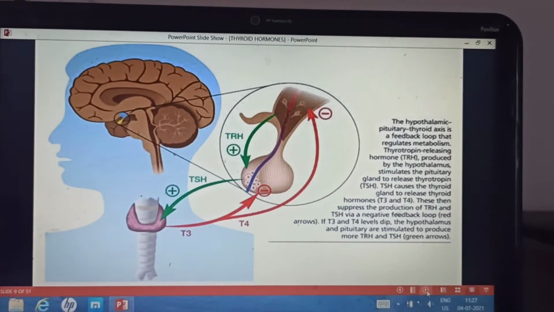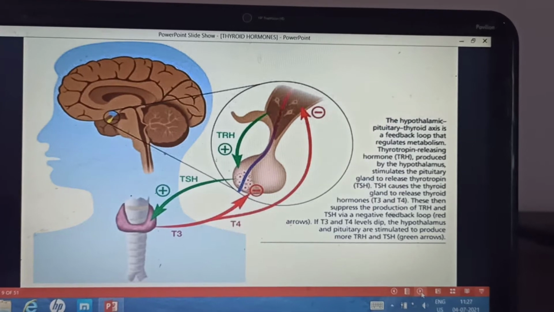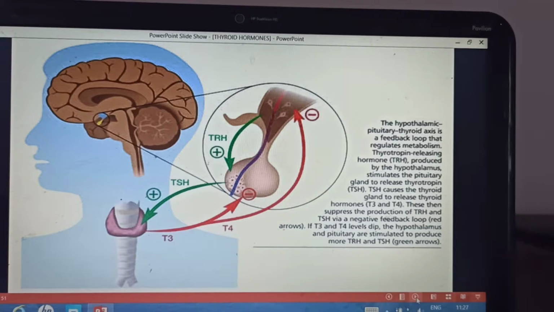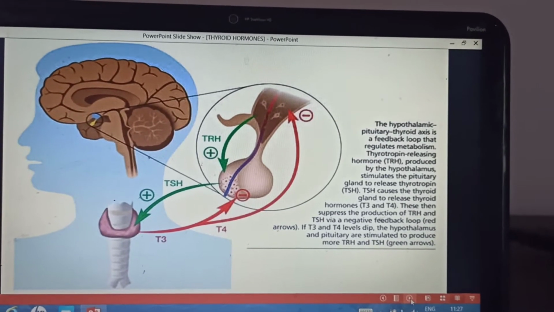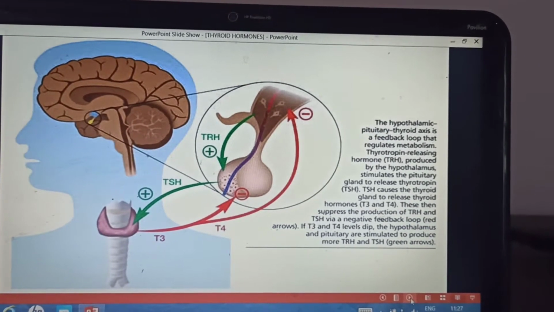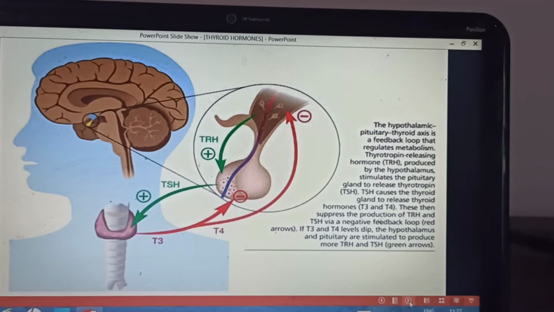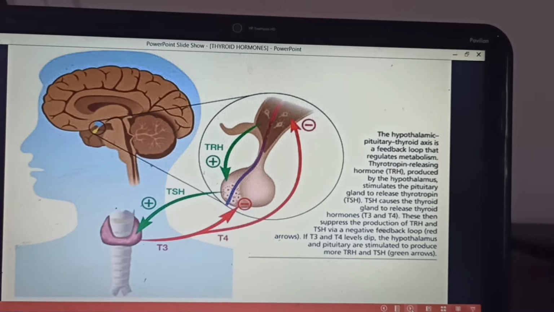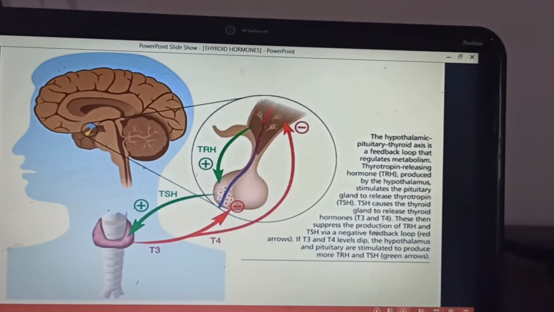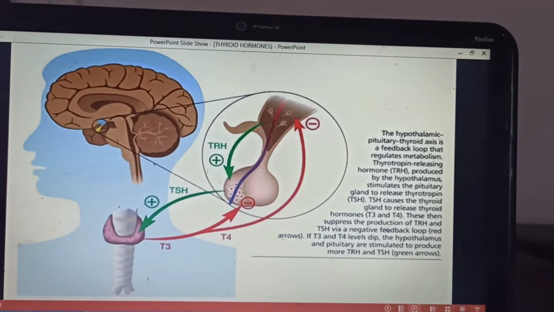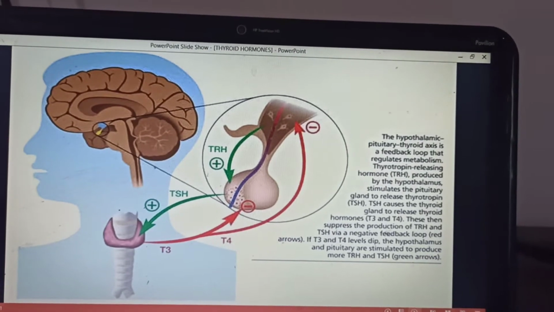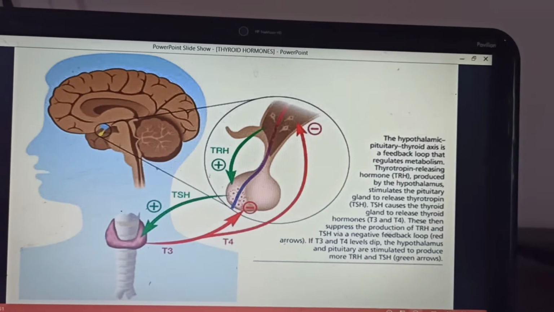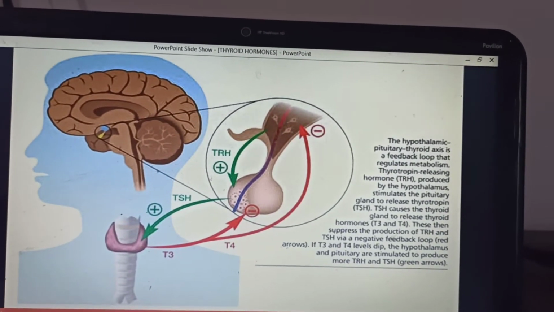In this slide the hypothalamic pituitary thyroid axis is shown. There is a feedback loop that regulates the secretion. Thyrotropin releasing hormone, that is TRH, which is produced by the hypothalamus, stimulates the anterior pituitary to secrete TSH. TSH causes thyroid gland to release T3 and T4. These then suppress the production of the TRH and TSH via negative feedback loop, which is shown in red color.